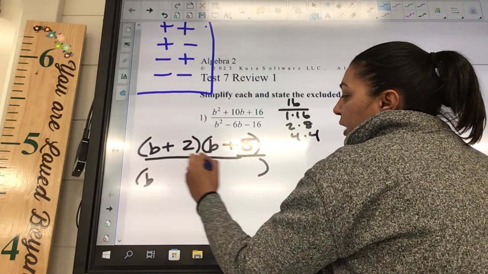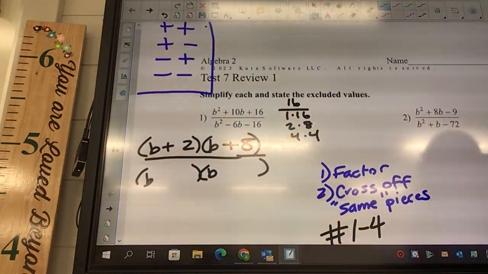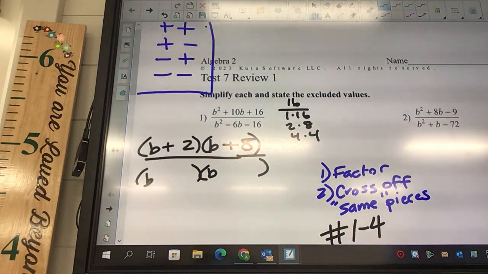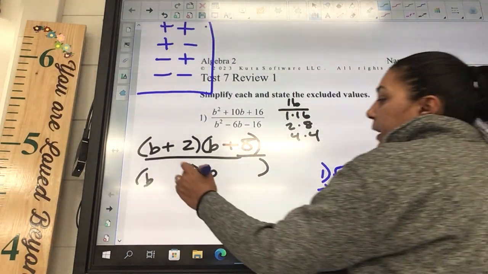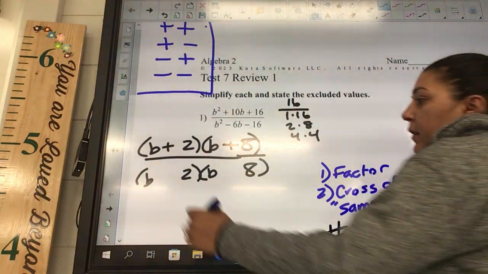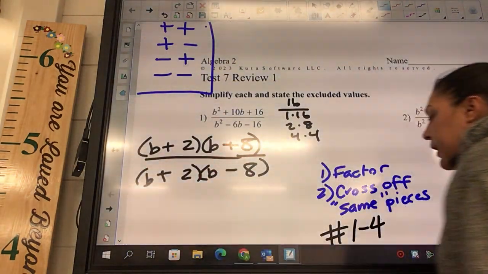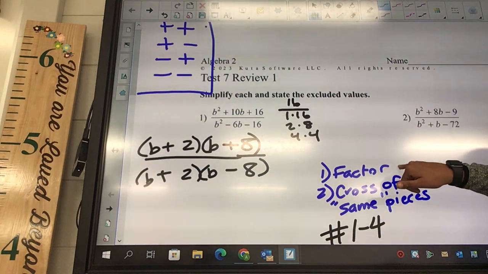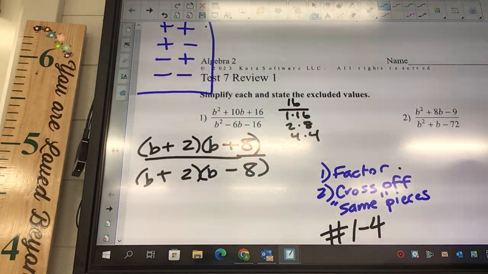On the bottom it so happens to be 16 as well, and this time we need a 6. How can I get a 6? 2 and 8, and I need a negative 6. Plus 2, minus 8. Now that we've factored those, it says cross off the same pieces.